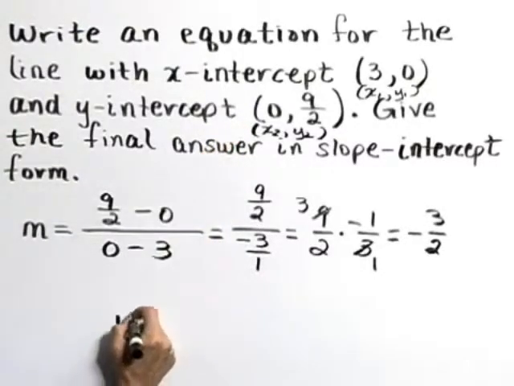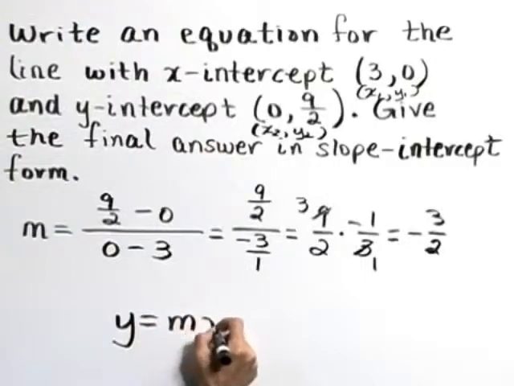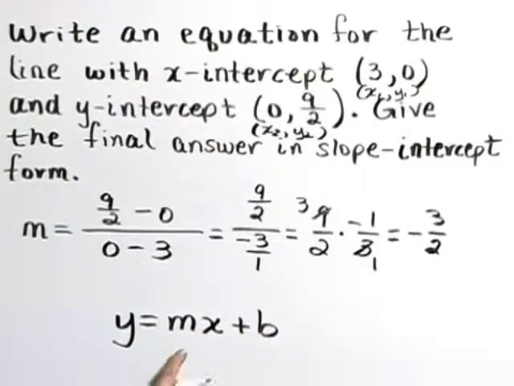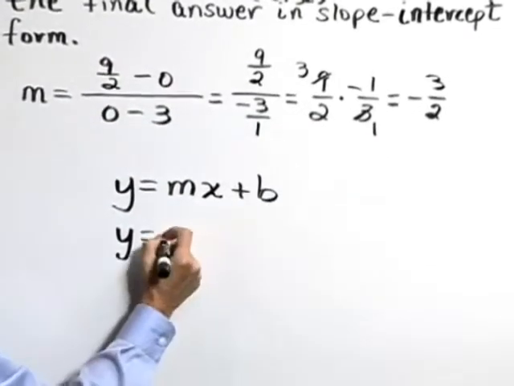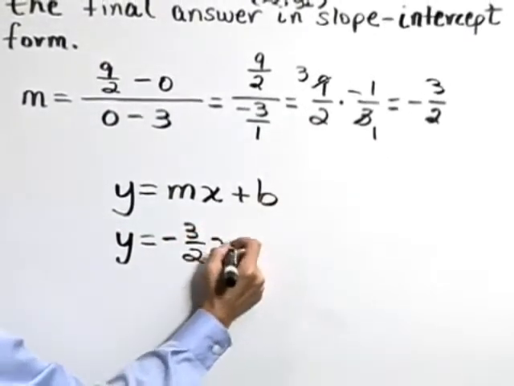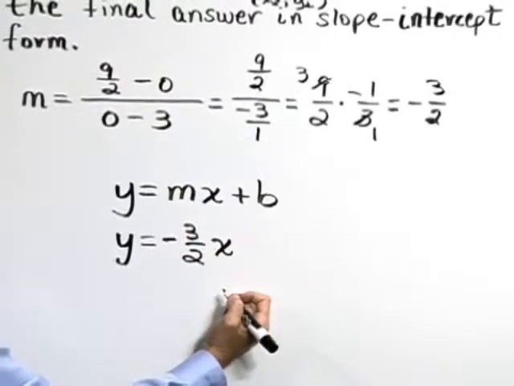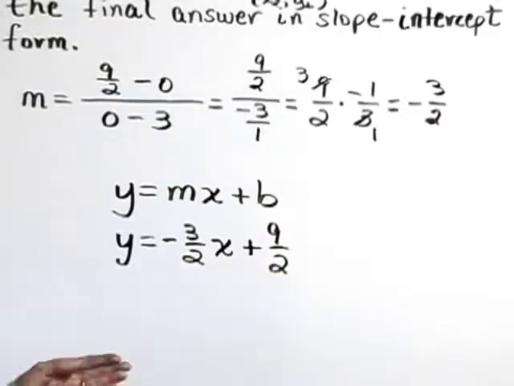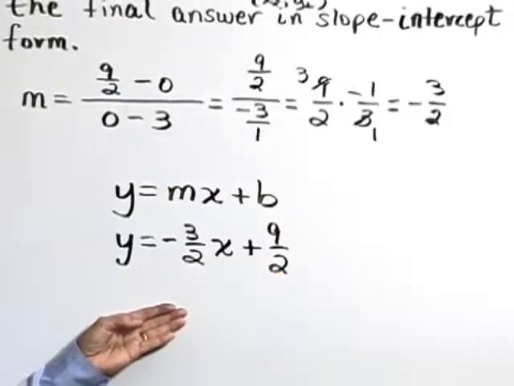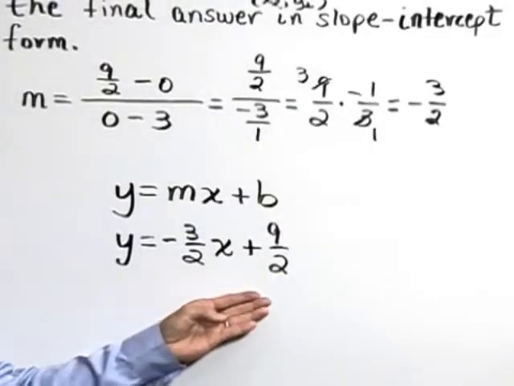So why don't we use the equation y equals mx plus b, which is the slope-intercept form of an equation, and let's substitute values. The slope we found to be negative 3/2, and the y-intercept from above is 9/2. Therefore, the equation of this line with an x-intercept of (3, 0) and a y-intercept of (0, 9/2) is y equals negative 3/2 x plus 9/2.